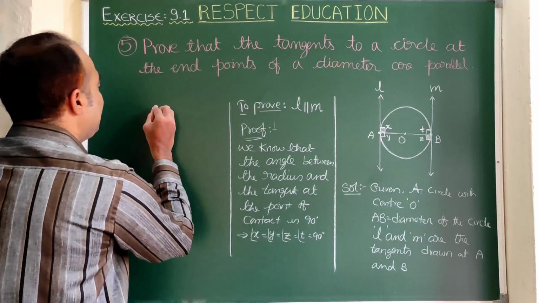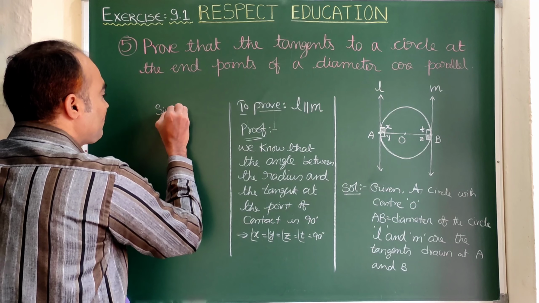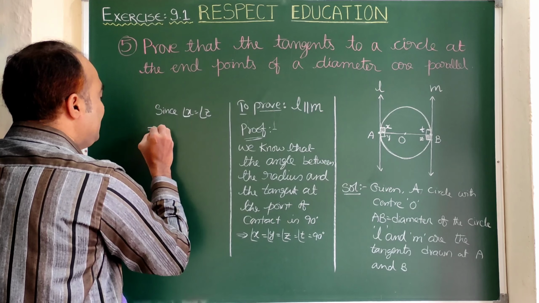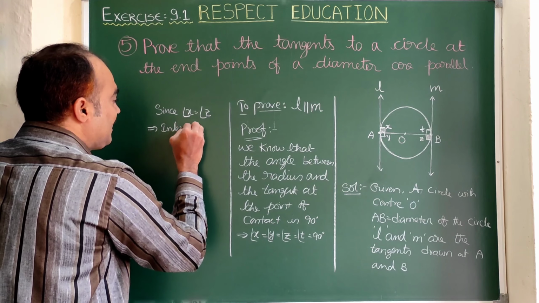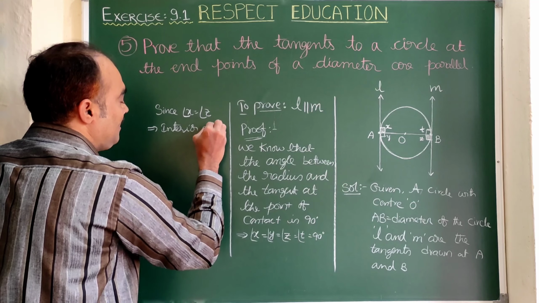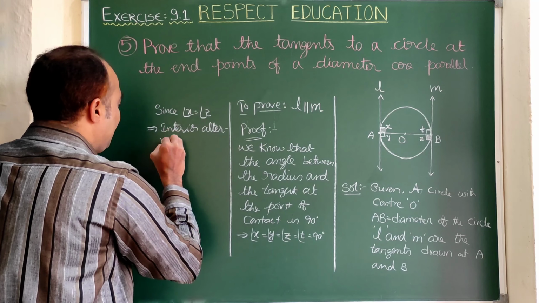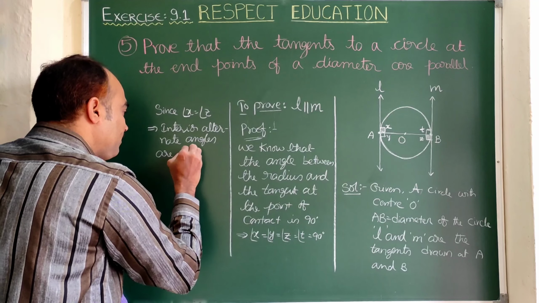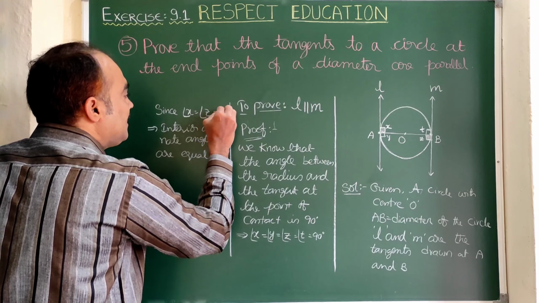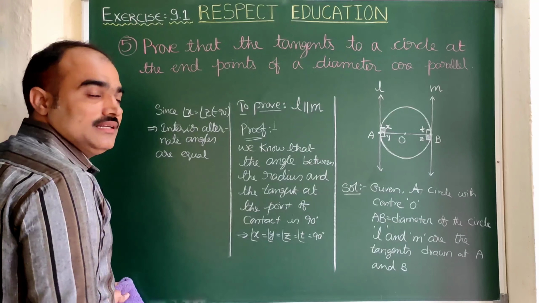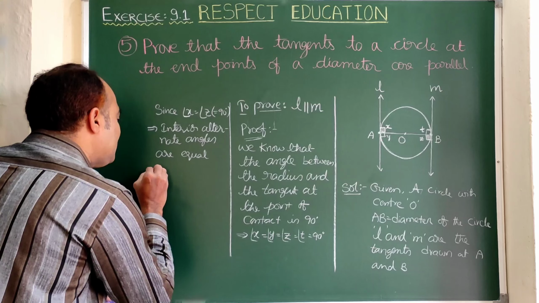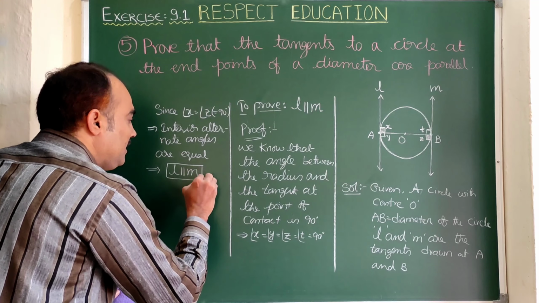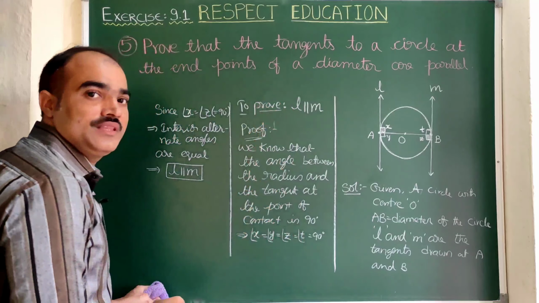So here I am writing, since angle X is equal to angle Z, that means interior alternate angles are equal, because each angle is equal to 90 degrees. Since the interior alternate angles are equal, we can say lines are parallel, so L is parallel to M. Clear? That is what we have to prove here.